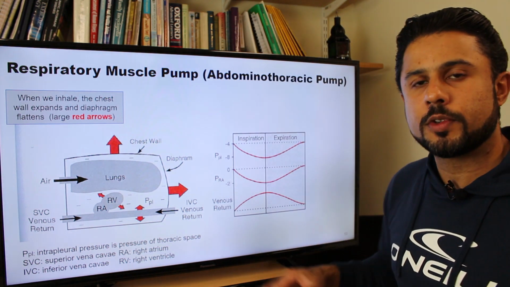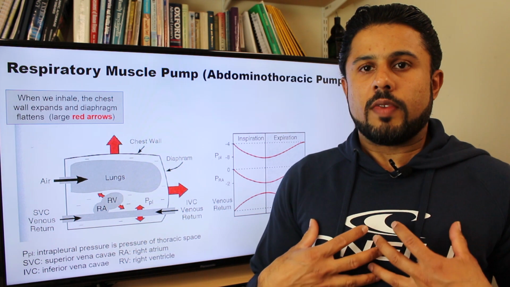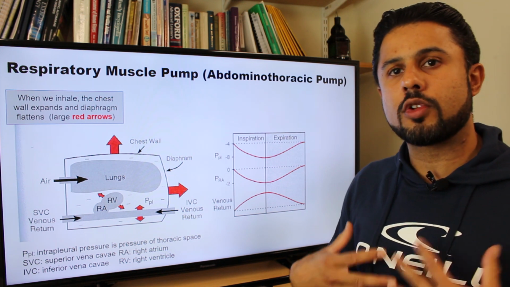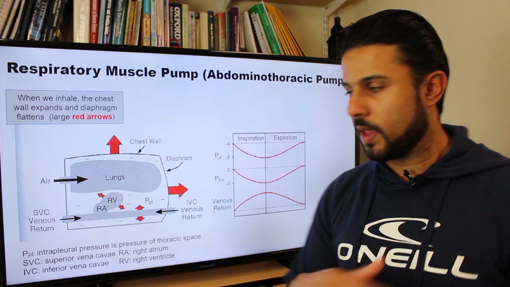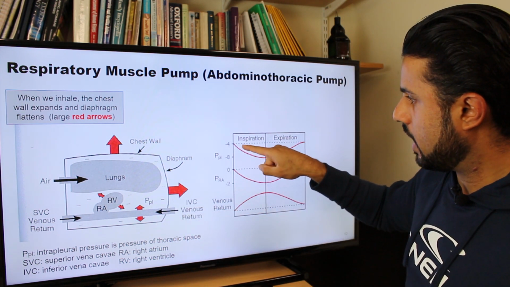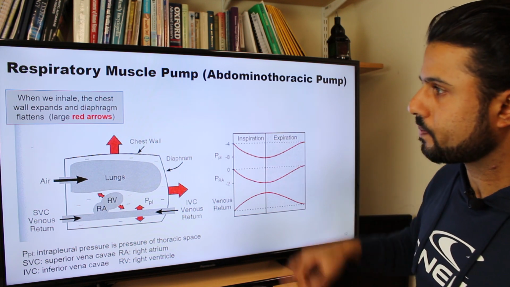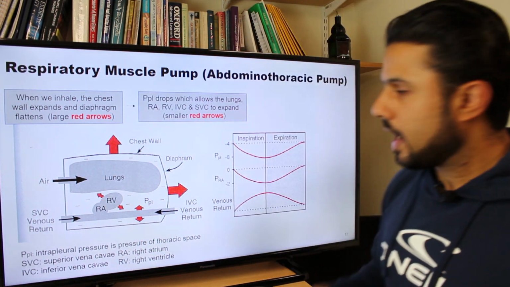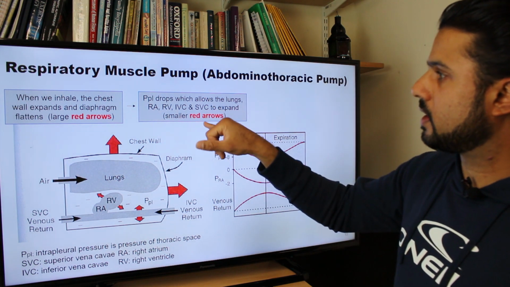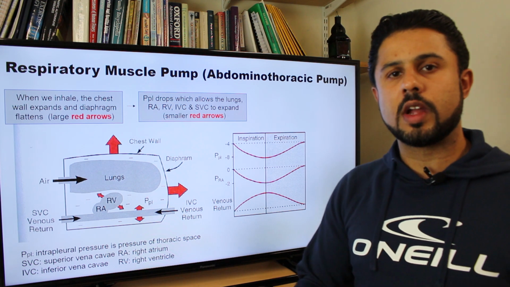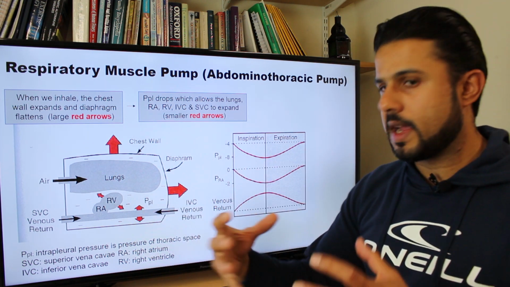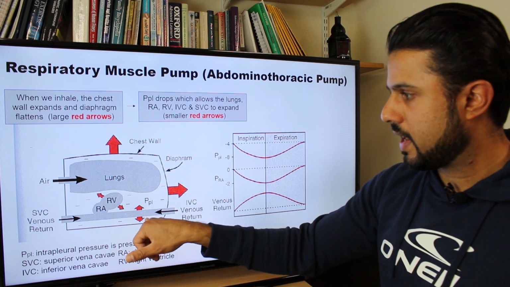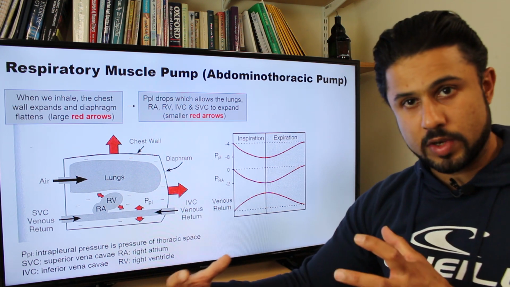What happens is when we inhale, so if I inhale now, what you've actually seen is my chest has expanded, my diaphragm has flattened, and I've increased my thoracic space. Now that increase in volume has dropped the intrapleural pressure. So as soon as I've inspired, the intrapleural pressure is dropping. We can see the red arrows here represent the increase in volume. As the intrapleural pressure drops, the right atrium, the right ventricle, the inferior and superior vena cava can expand. They've got the space and the drop in pressure to expand and increase in size. Again we can see these red arrows here, the veins, ventricles and atria increasing in their size.